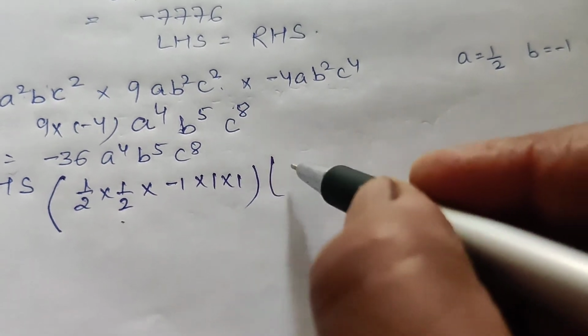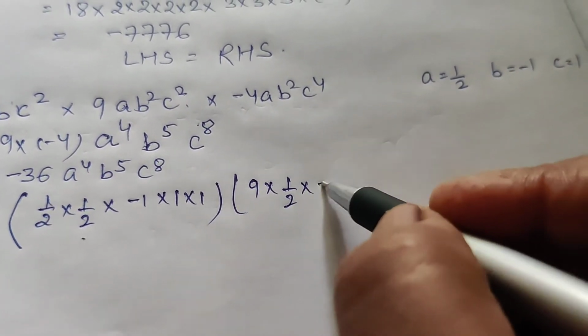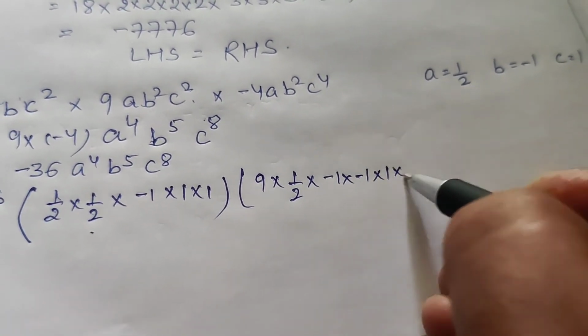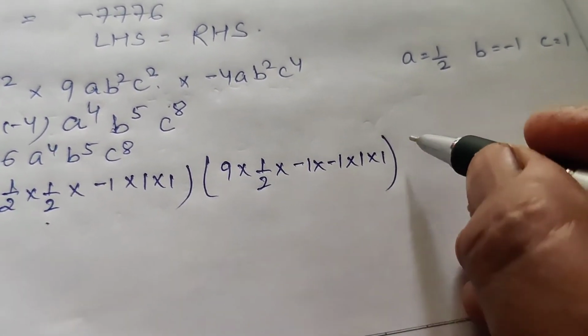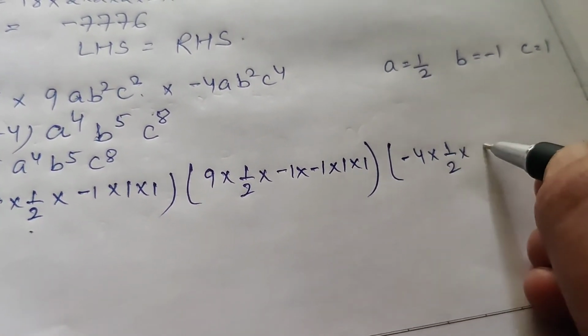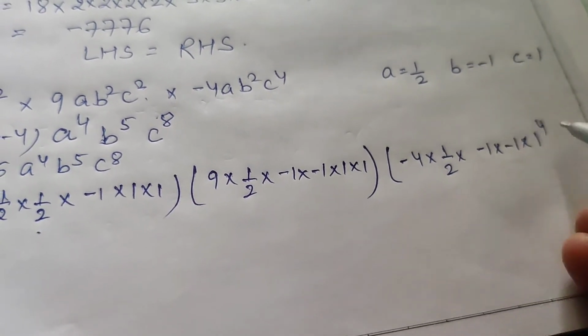In second, 9, A is 1 by 2. B square is minus 1 square. It means multiplied by 2 times. And C square is also 1 into 1. And third number, minus 4. A is 1 by 2. B square is minus 1 into minus 1. And C raised 1 raised to power 4.